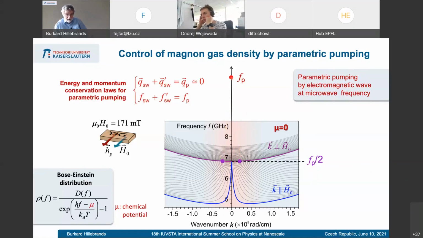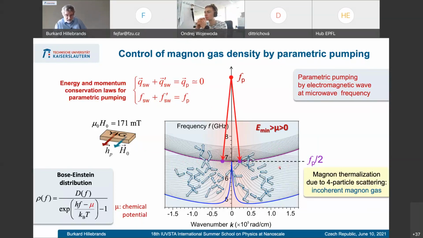A photon doesn't have a wave vector on this scale here. The wave vector of the microwave photon is negligibly small. But making these kinds of pairs always guarantees that the wave vector conservation is maintained. So we generate magnon pairs here. We can generate other magnon pairs with other absolute values of the wave vectors, but obviously the same frequency. And so we populate this part of the spectrum here.